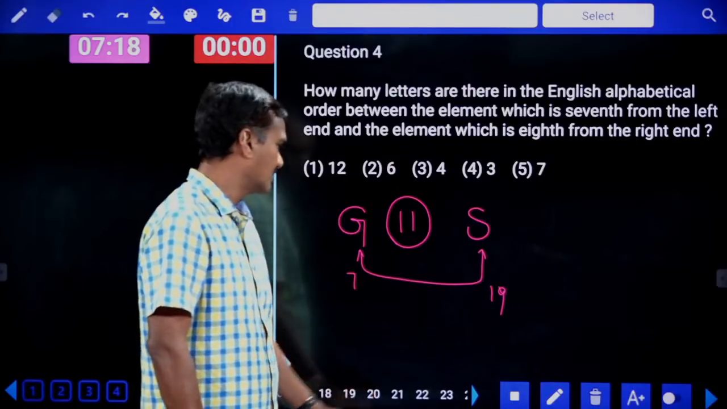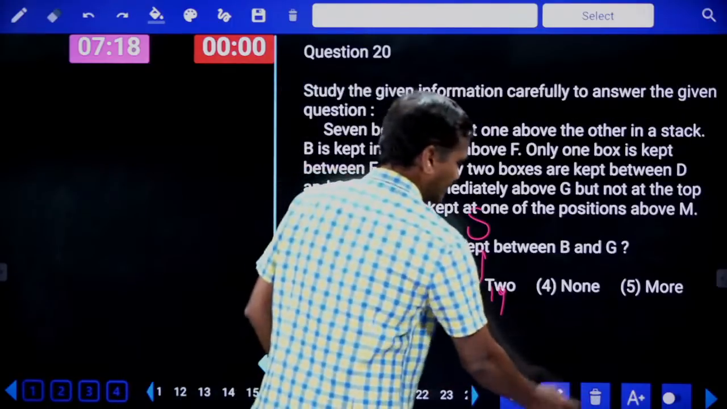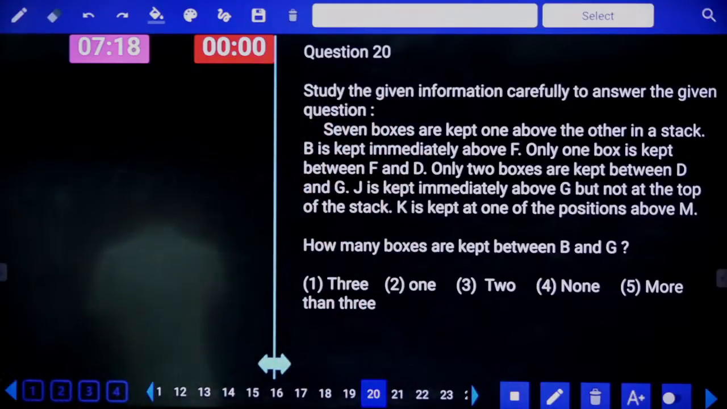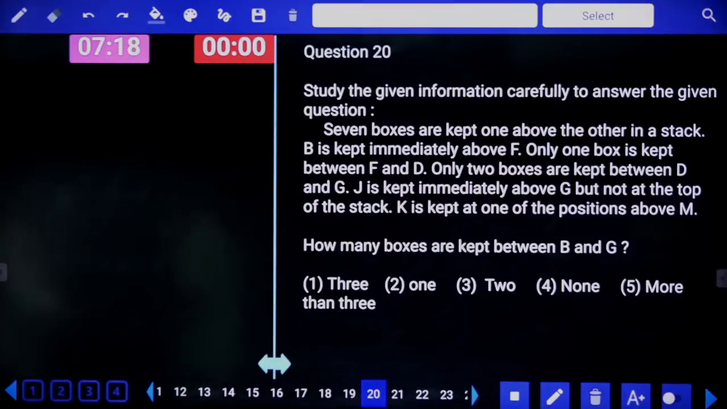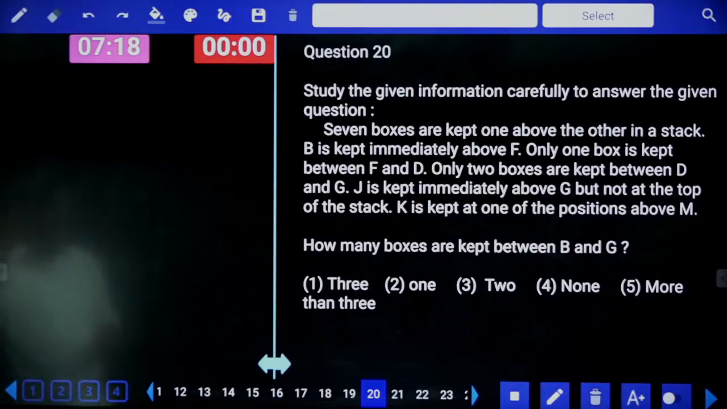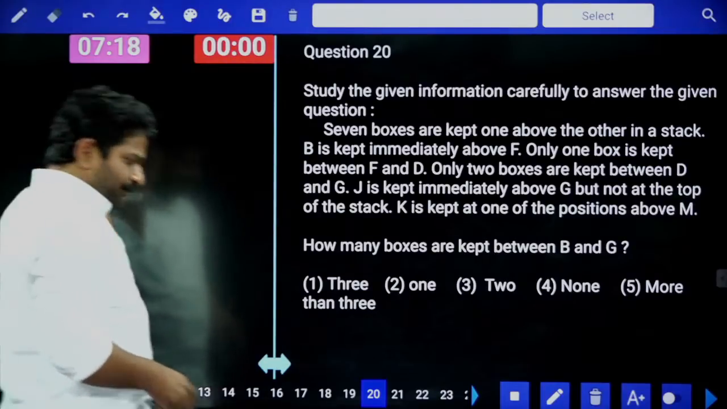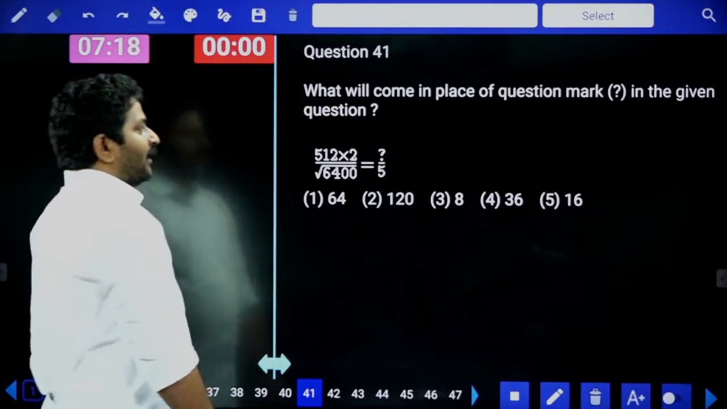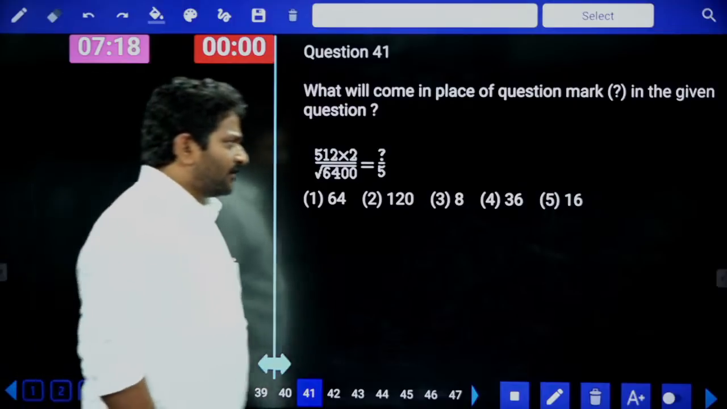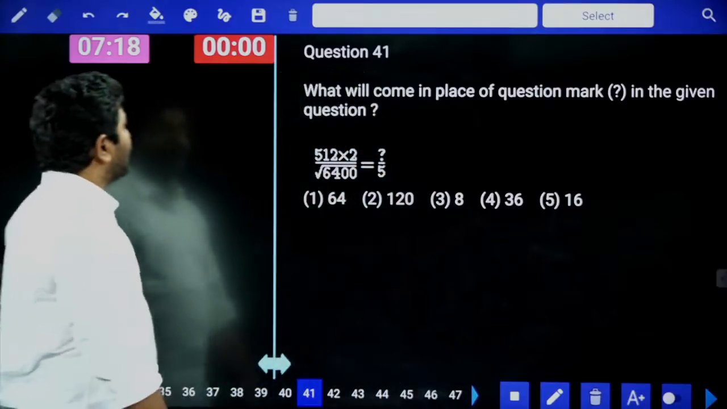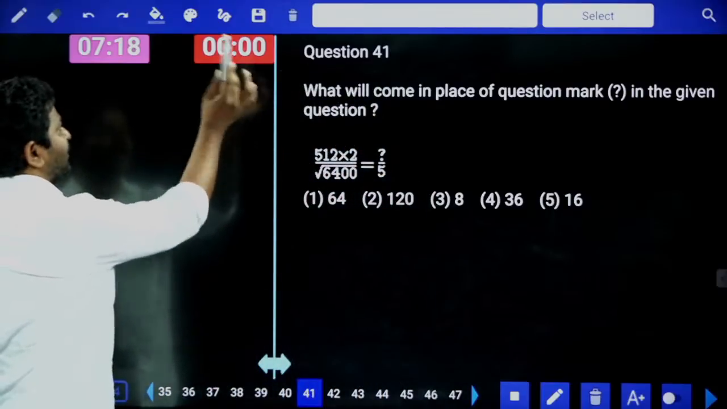Okay. Now, let's go back to the quant session. Yes, dear students, let's start from question number 41 onwards, our quant session. Yes, here is your time.